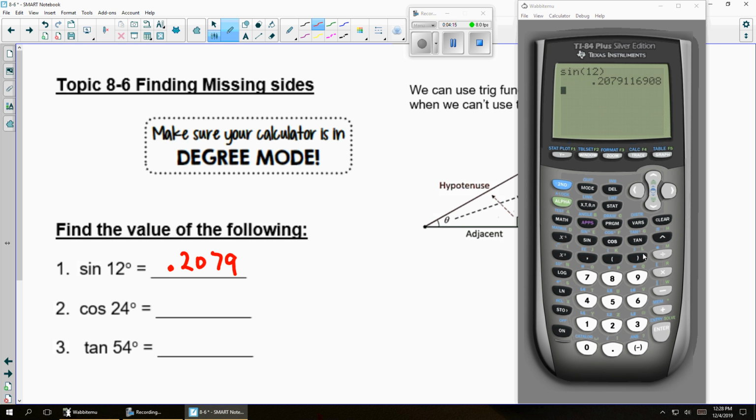The next one says the cosine of a 24-degree angle. Cosine of a 24-degree angle is 0.9135. And finally, the tangent of a 54-degree angle is 1.3764. So that's all you have to do to find those particular values.